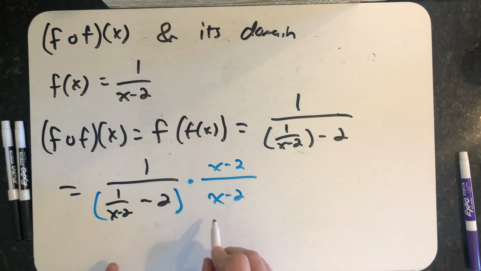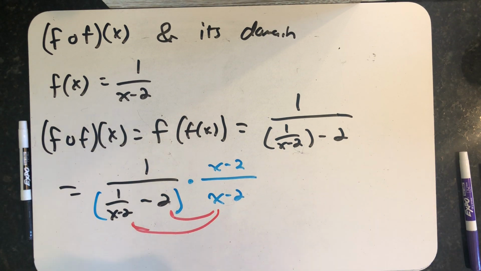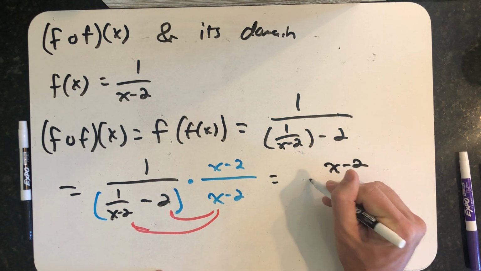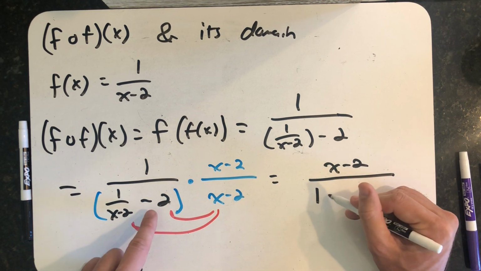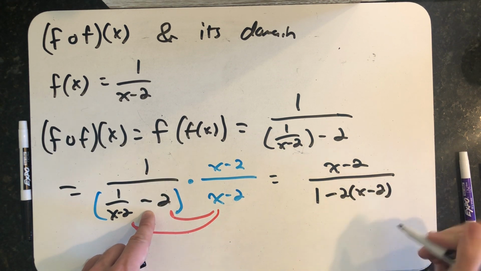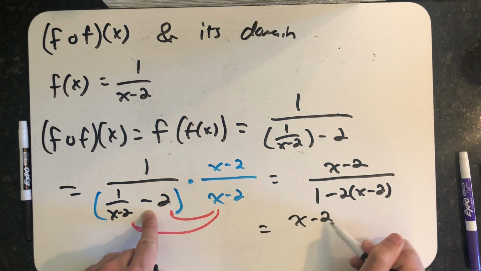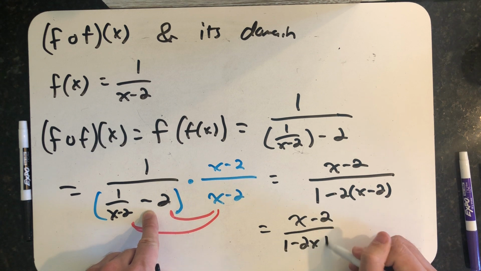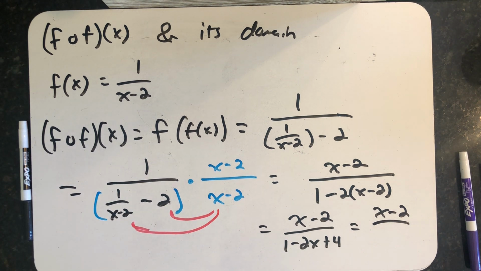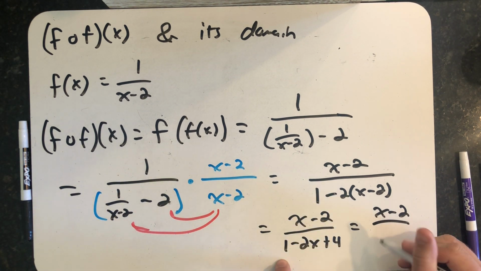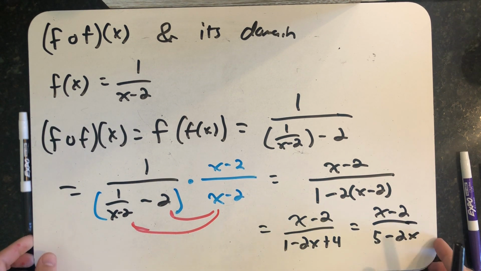And so now my job on the bottom here is to distribute. And on the top, 1 times x minus 2 is just x minus 2. Distributing the x minus 2 over here gives me 1, because the x minus 2's cancel, minus 2 times x minus 2. And now I can simplify this part. 1 minus 2x plus 4. So my final answer for f composed with f of x, I have x minus 2 on the top, and then 5 minus 2x on the bottom. 4 and 1 make 5, and I still have that minus 2x.